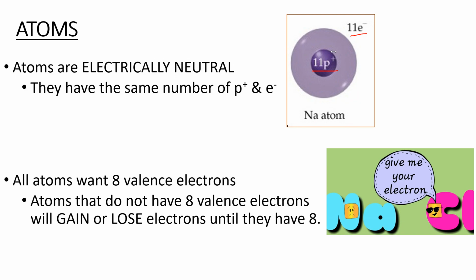Now, all atoms, like we said previously, actually want 8 valence electrons, and we know sodium only has 1. Atoms that do not have 8 valence electrons, what are they going to do? They're going to gain electrons, they're going to go get some more, or they're going to lose what they have until they have the 8 that they want. So sodium, again, very unhappy. Chlorine, also very unhappy because neither one of them had 8. But we'll talk about how they're going to handle that in a little bit.